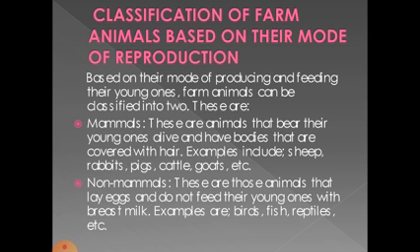Classification of farm animals based on their mode of reproduction. Based on their mode of reproducing and feeding their young ones, farm animals can be classified into two. We have mammals, which are animals that bear their young ones alive and have bodies that are covered with hair. Examples include sheep, rabbits, pig, cattle, goats. Non-mammals are animals that lay eggs and do not feed their young ones with breast milk. Examples are birds, fish, reptiles, etc.